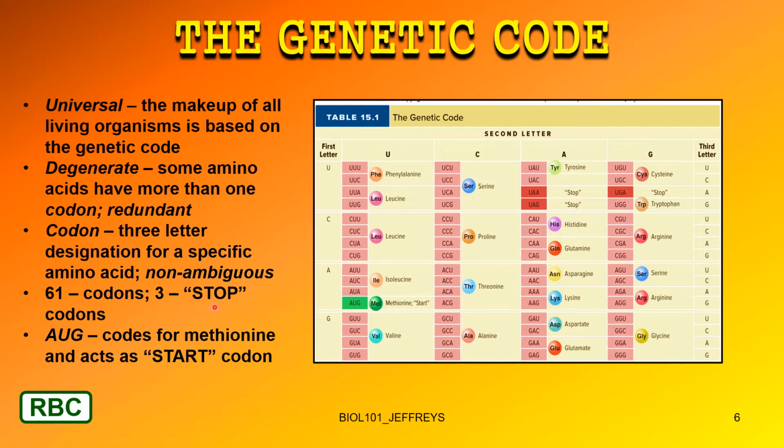There are 3 stop codons. You see them in red over here. I'll show them to you closer in a minute. And there is 1 start codon. And that start codon is AUG, which codes for methionine, and there it is in green.